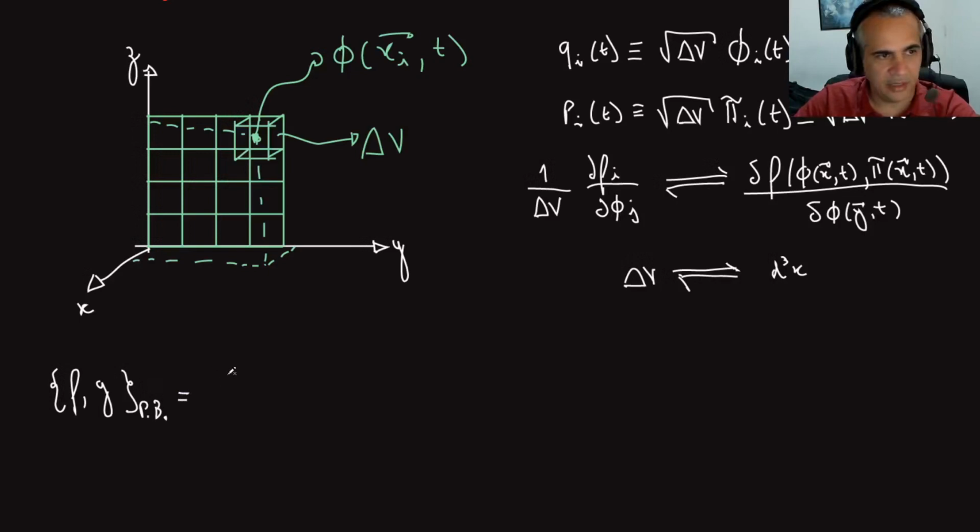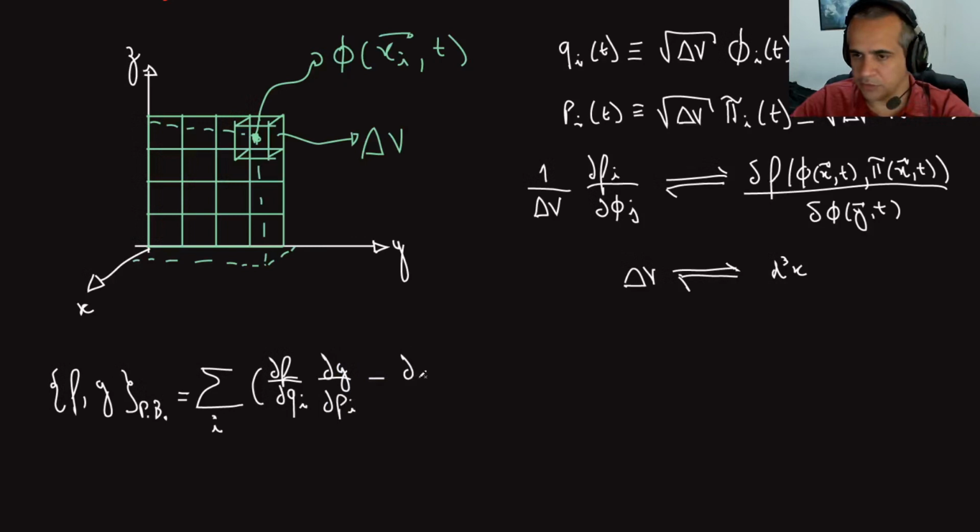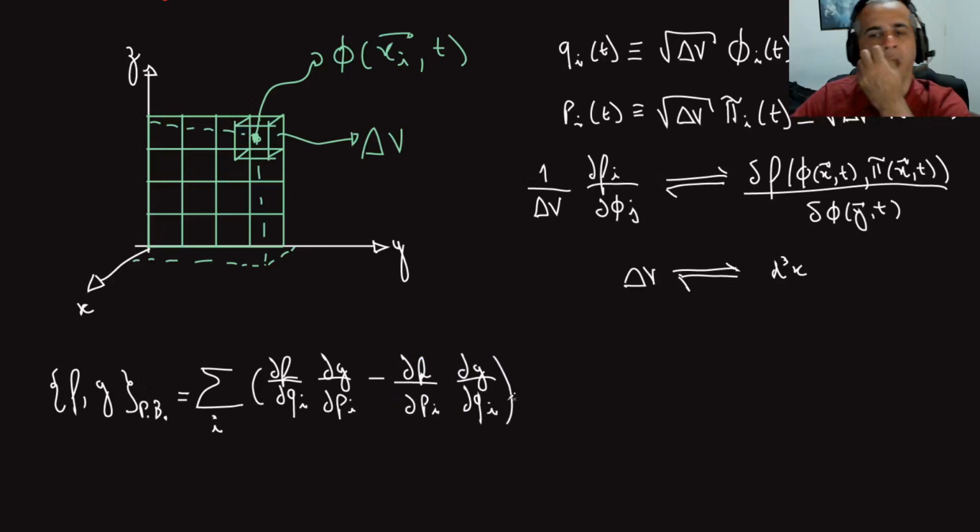This is defined as the sum over all the coordinates in the system, all the cubes, of del f over del q_i, del g over del p_i, minus del f over del p_i, del g over del q_i. Now I want to know this in the continuum limit, because that's what I'll be using in what follows.